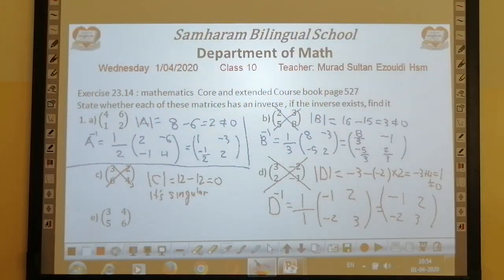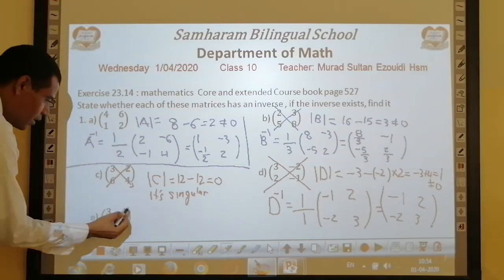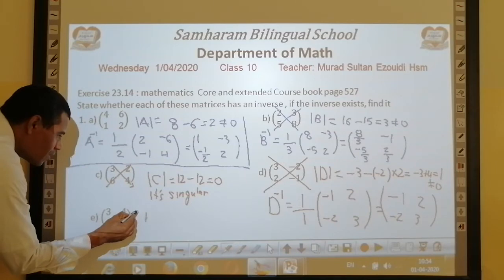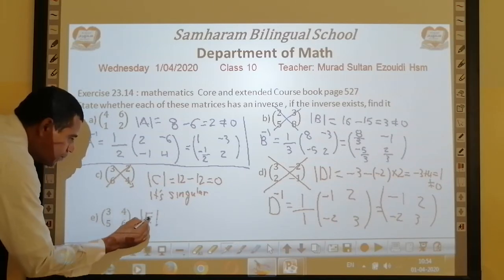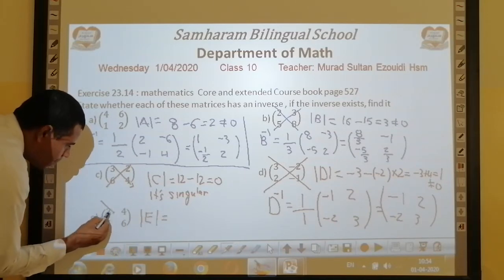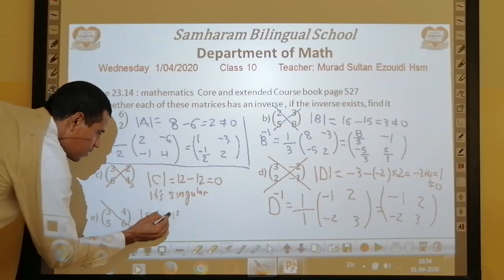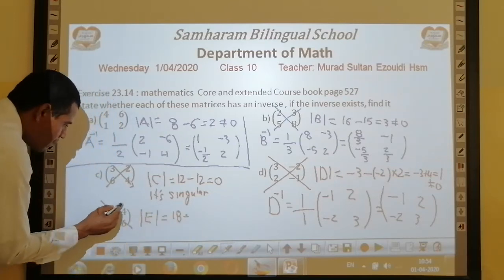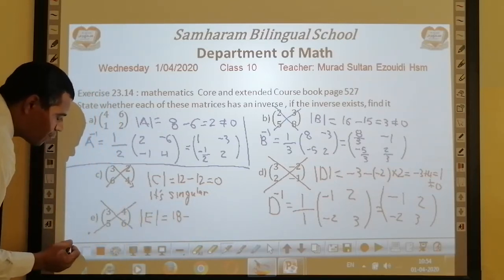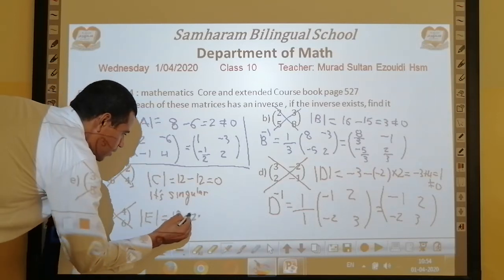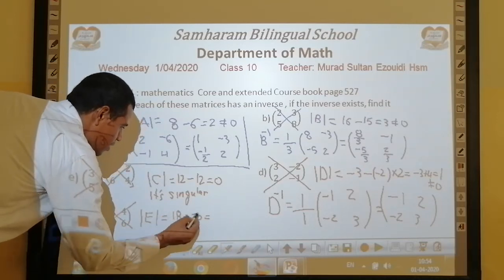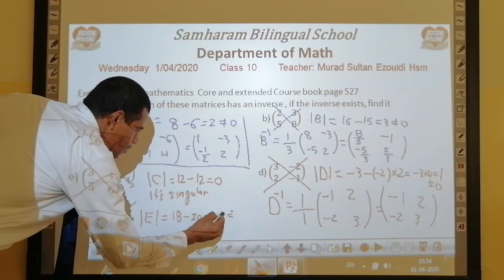The next example and the last one. Okay, so E. First of all, we should calculate the determinant of E. Is what? 3 by 6 is 18, minus 4 by 5 is 20. Okay. 18 minus 20 is -2, different to 0.